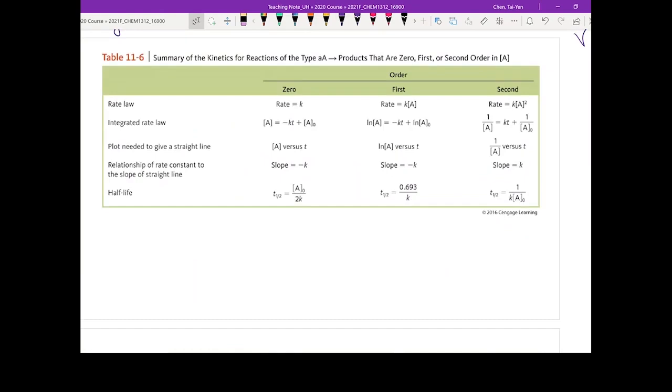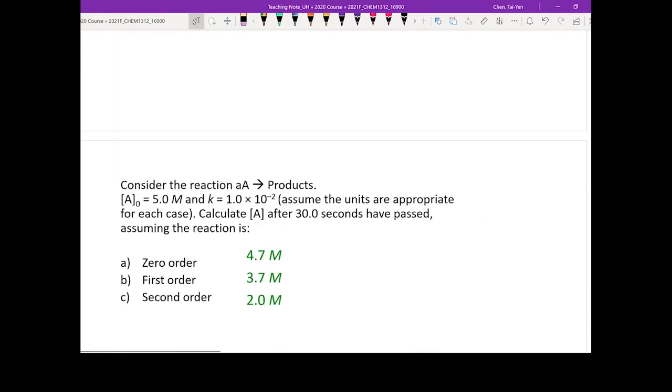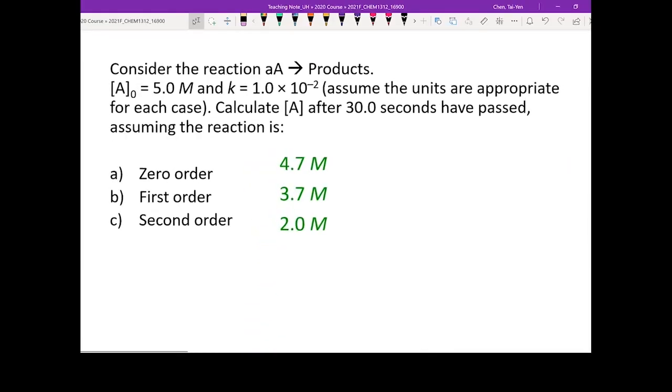So this slide summarizes all the things we just discussed. The only thing we haven't mentioned is actually the half-life, which we are going to mention when we give you examples. I think that's easier for you to actually comprehend the concept. Let's get started with the first question.